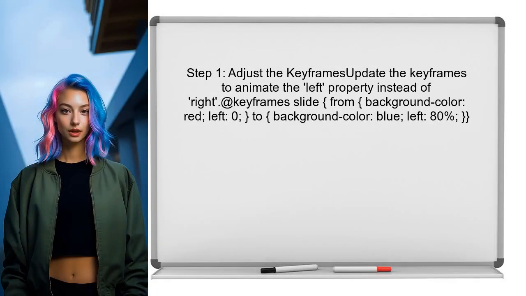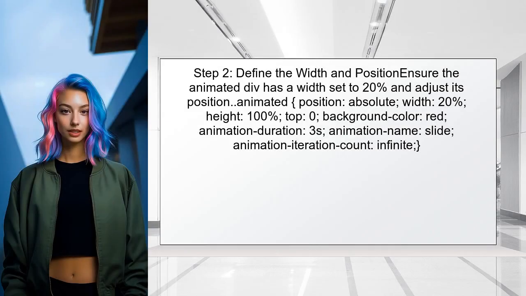To fix the animation issue, the user should first adjust the keyframes in the CSS. The current keyframes are not correctly animating the position from left to right. Next, the user needs to ensure that the animated div has a defined width and that it moves from the left side of the container to the right side. This will create a smooth transition.